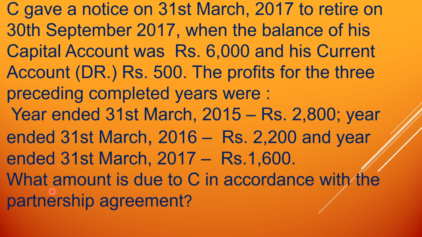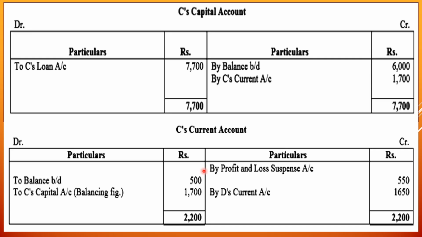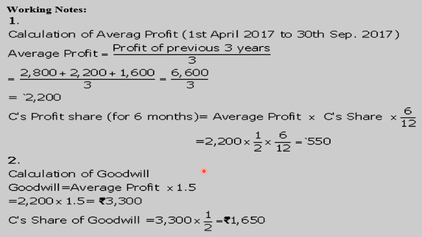Now the instruction part: what amount is due to C in accordance with this partnership agreement? As per the agreement, what amount remains outstanding, or what amount is to be paid to the retiring partner, that we have to calculate here. First we'll do the calculation, then we'll pass the entry. The first calculation is the average profit, that is first year plus second year plus third year.